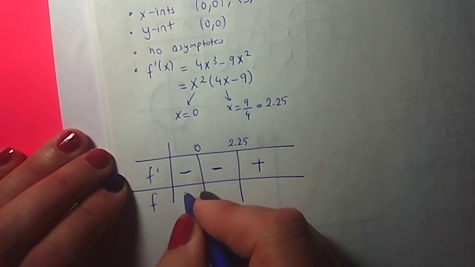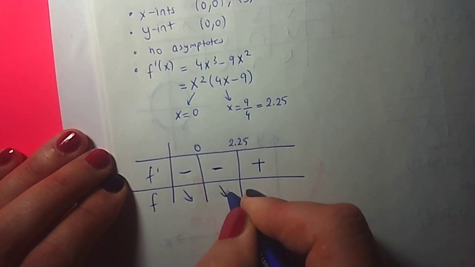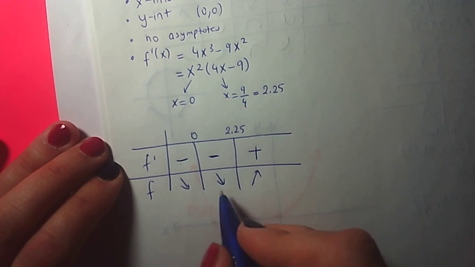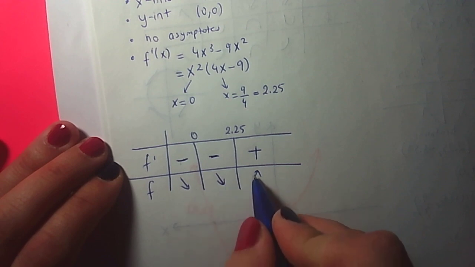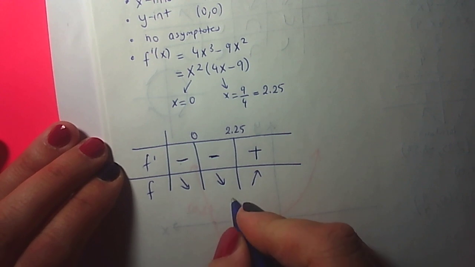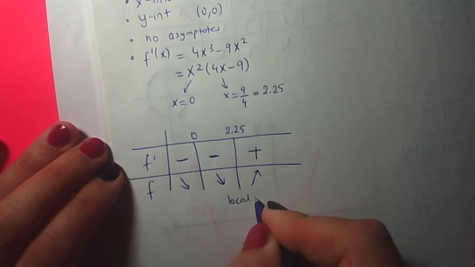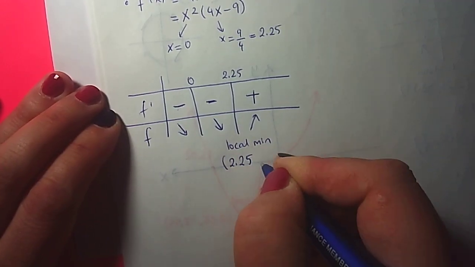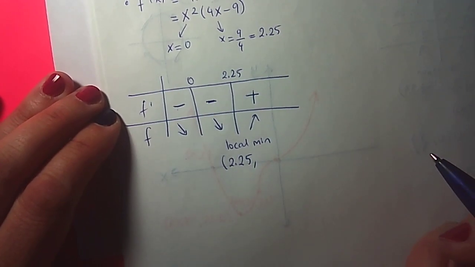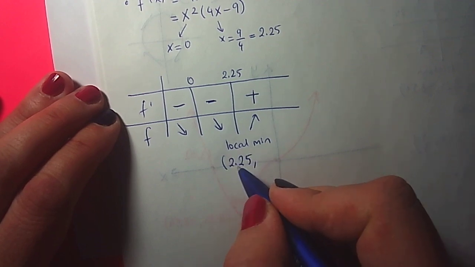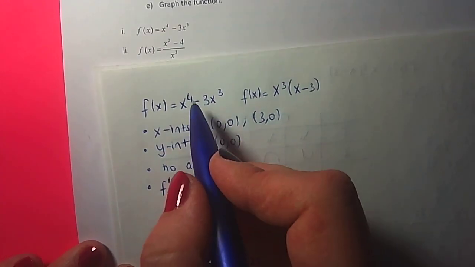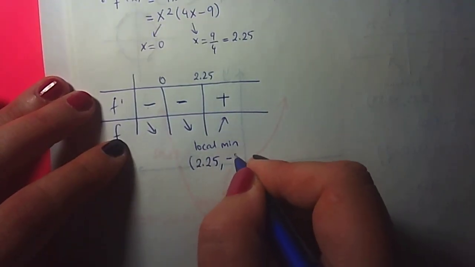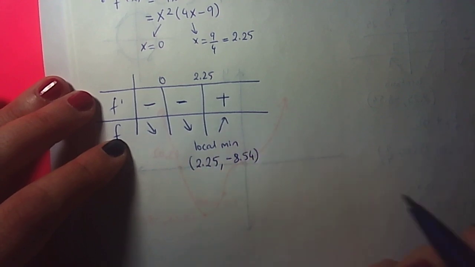It means the original function is decreasing, and then increasing. As you see, the function is changing from decreasing to increasing at 2.25. Therefore, we have a local min point here. The x value of that local min is 2.25. To get the y coordinate of that point, take 2.25, sub in the original function. That gives you negative 8.54.